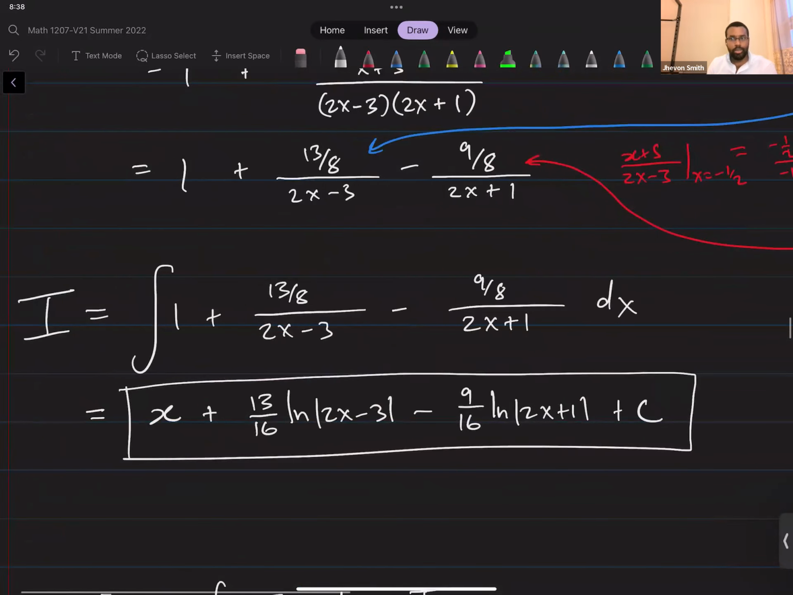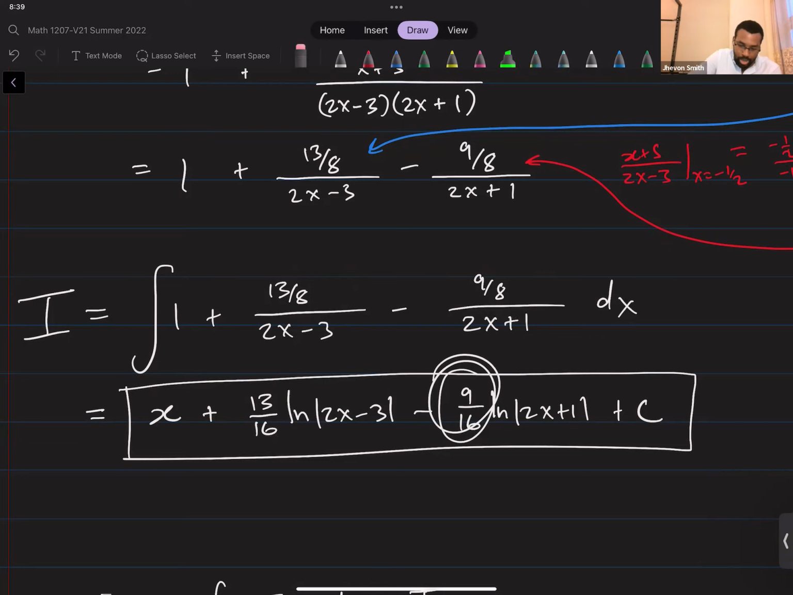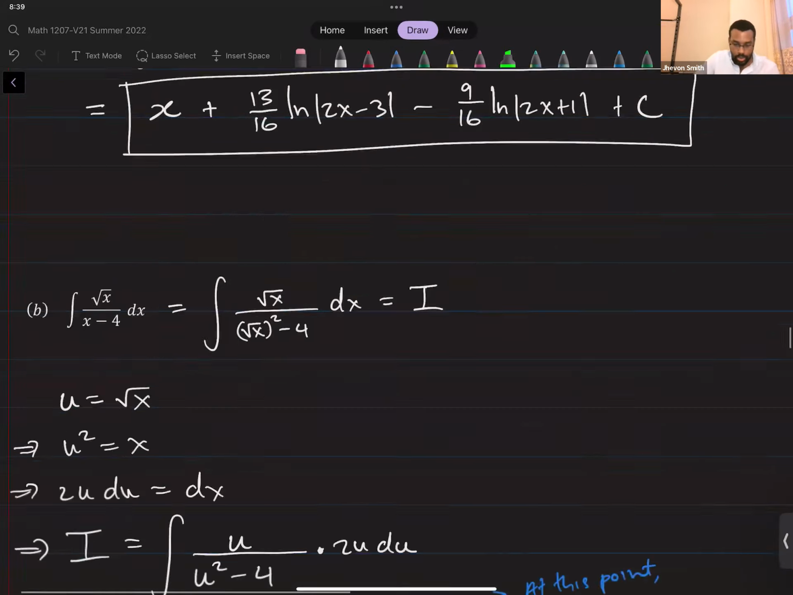I want you to appreciate, for example, in this example that we did a while ago, the 13/8 became 13/16. Hopefully you guys noticed that I changed the denominators here. And the 9/8 became 9/16. Where did the 16 come from? It's because I did a substitution in my head. U equals 2x minus 3. My du would be 2 dx, which would mean a half du gives me the dx. So there's a 1/2 factor. And so the denominator, the 8, gets multiplied by a 2, and that's why I made it 16. So I didn't write out the substitution, but I did do a substitution.